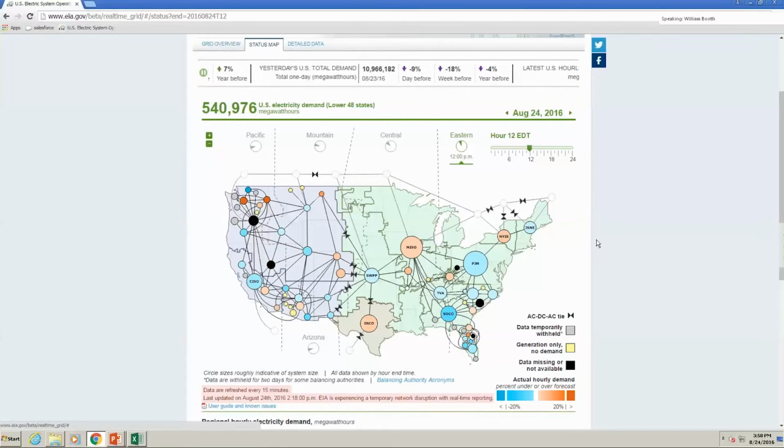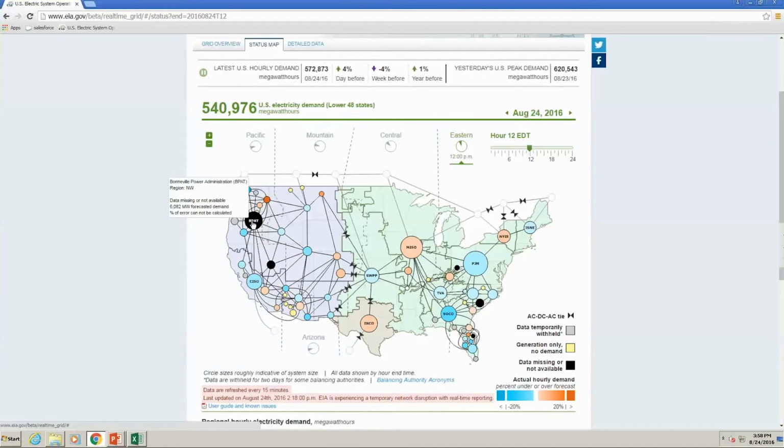All right, so what else do I want to say? One thing you can see here is we've got some colors in the circles. One is black, and black is not good. Black indicates that we're missing one or more of the data elements. Here BPA has not been sending their hourly data in today, and I think that's the case for most of the other black circles. This happens periodically, and we follow up with them quickly. We've had communications with Bonneville today about this issue, and they usually get back online pretty quickly.